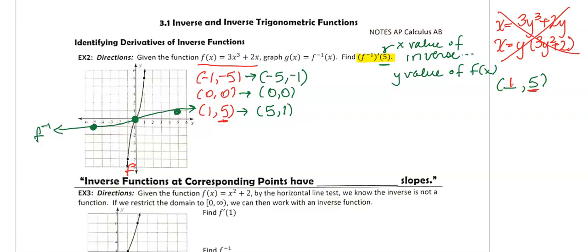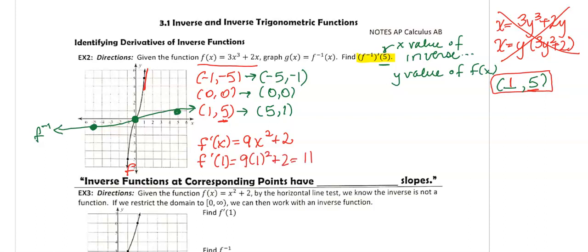So what I want to do is take the derivative. If I'm looking at the slope of my function, I want to find the derivative at 1, which is up here. How do I find the derivative? That's easy. So I can take the derivative of my function, and let's see what our derivative is at 1. Again, I'm choosing 1 because that was the ordered pair that helped me get the 5. Okay, so the derivative of f at 1 is 11.